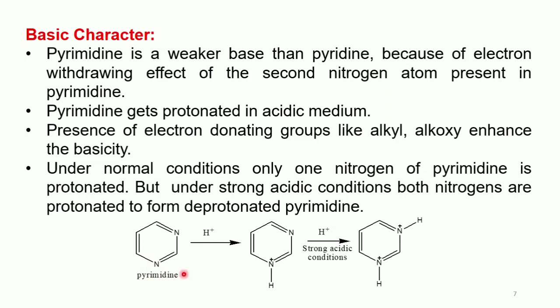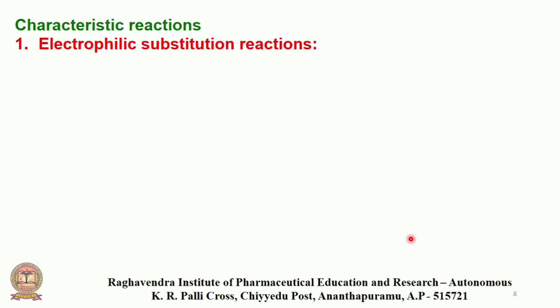So you can see here, pyrimidine on mild conditions, only one nitrogen undergoes protonation, making an N-H bond and giving a pyridinium-type cation, where the positive charge goes to the nitrogen. But in strong acidic conditions, both nitrogens present in the pyrimidine undergo protonation.